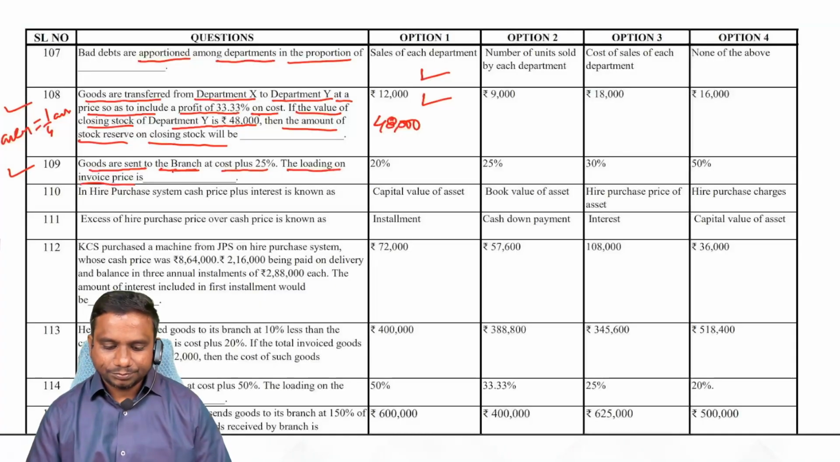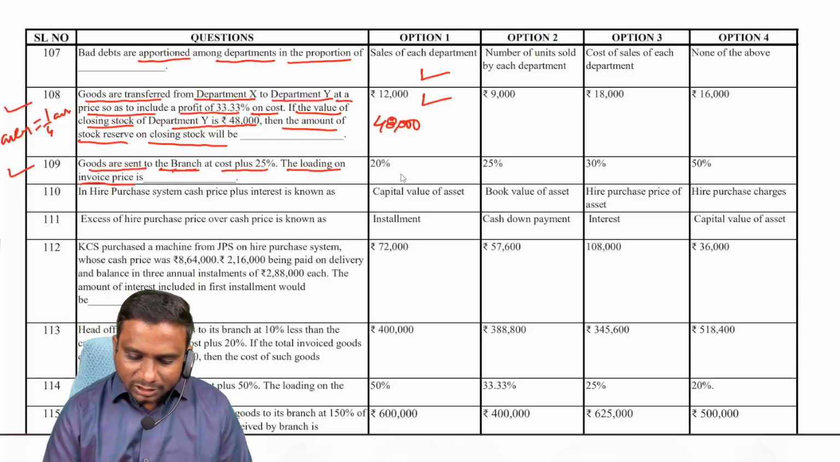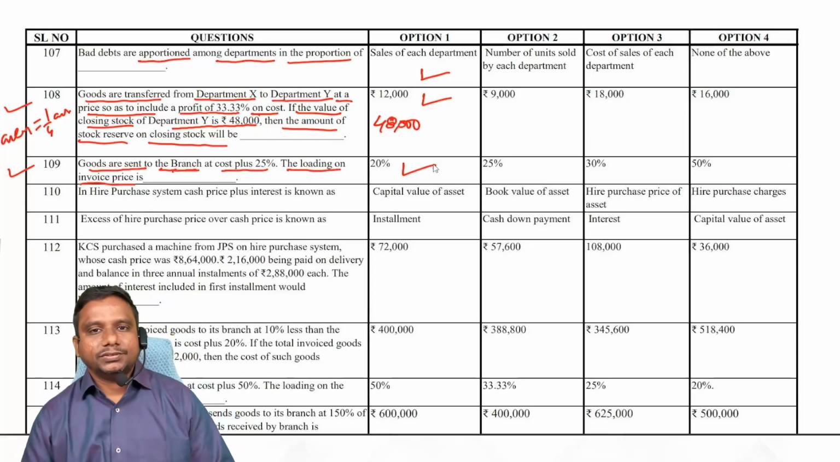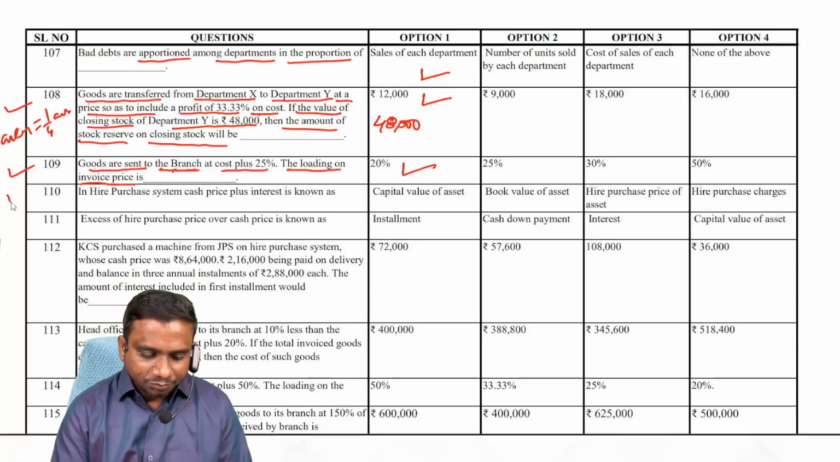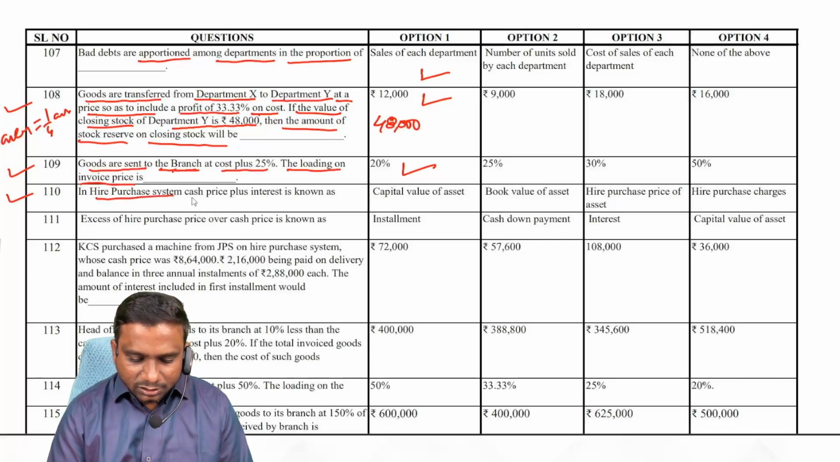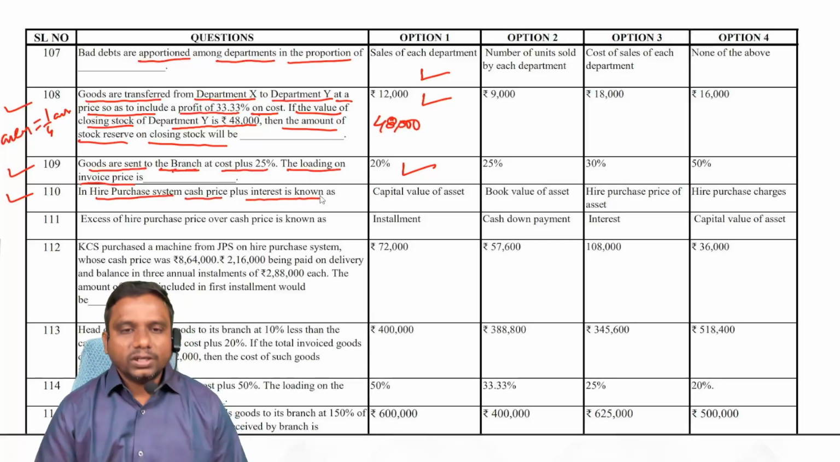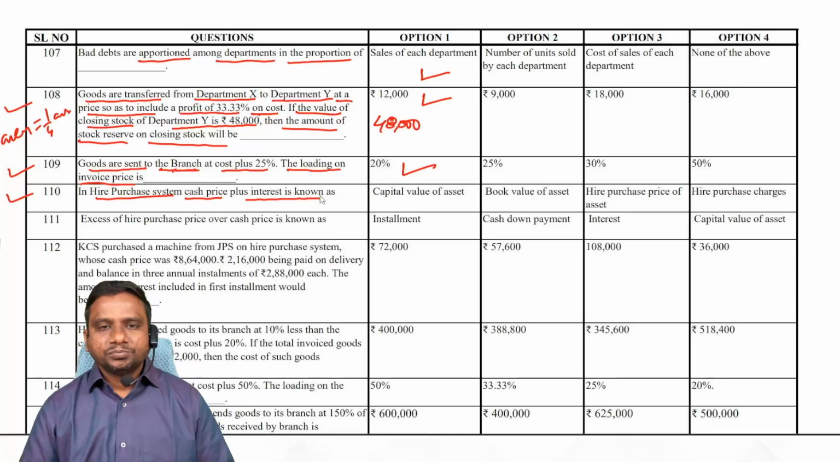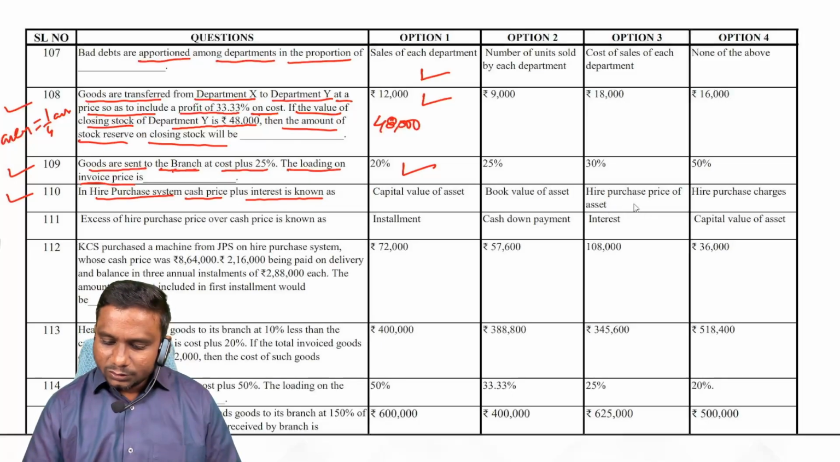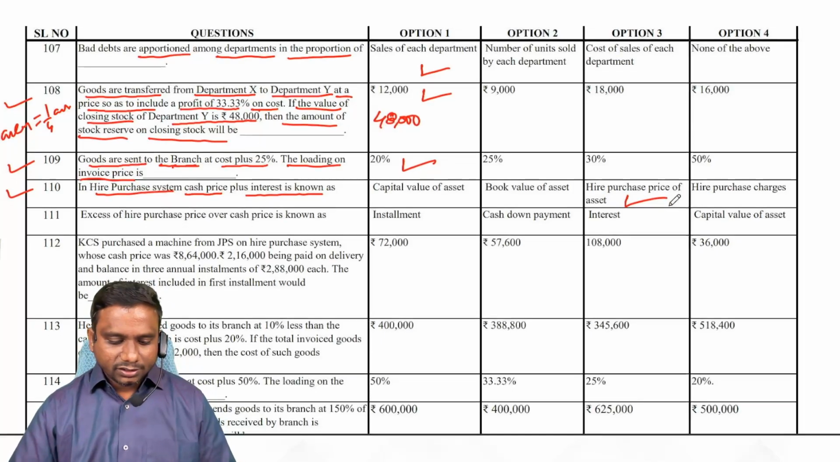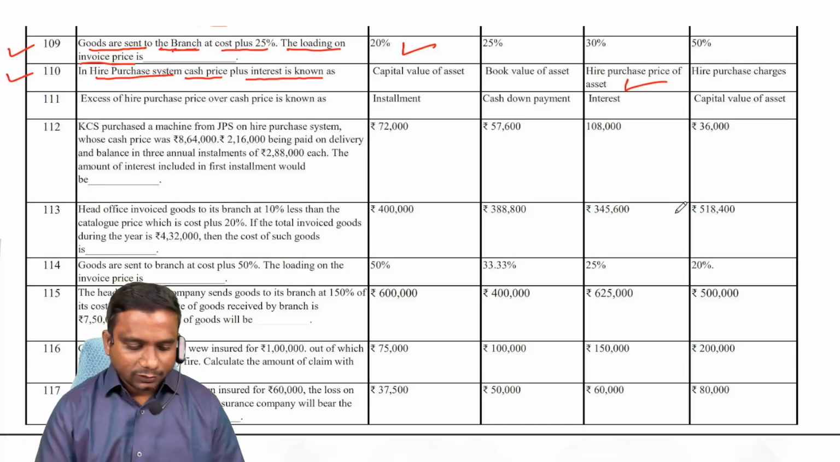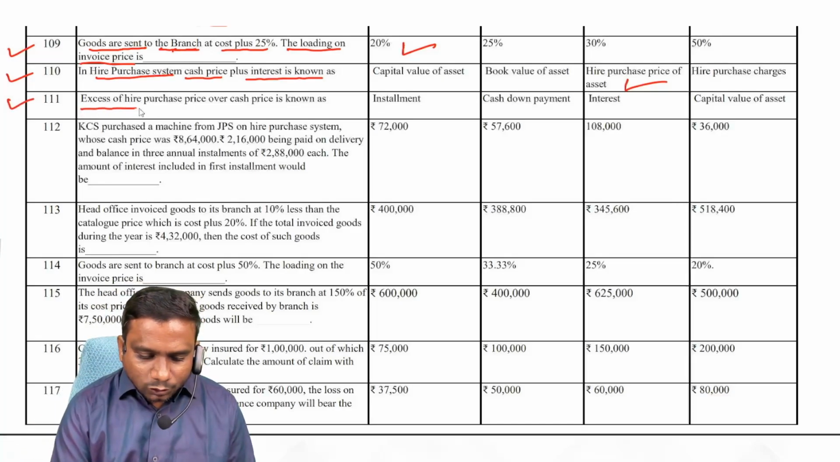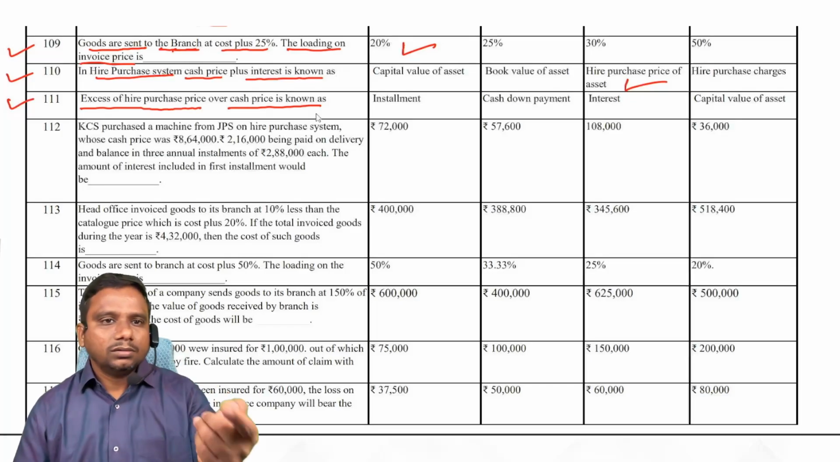Next one. Then 20% on invoice price. That's the final answer. 110. In hire purchase system, cash price plus interest is known as simple hire purchase price. What is that? Hire purchase price of asset. Option 3 correct. 111. Excess of hire purchase price over cash price is known as simple. In the above question, what is that?